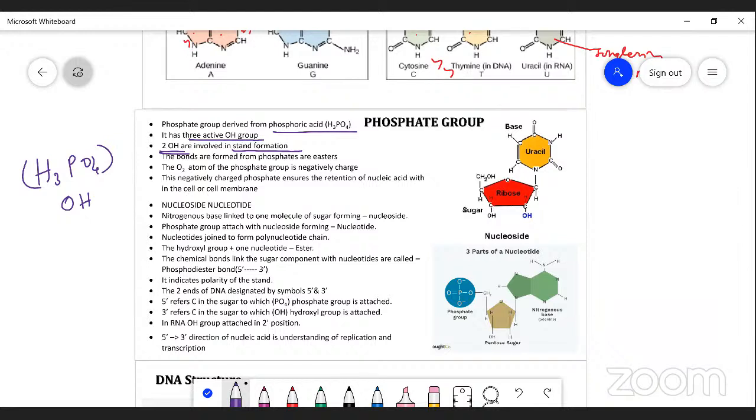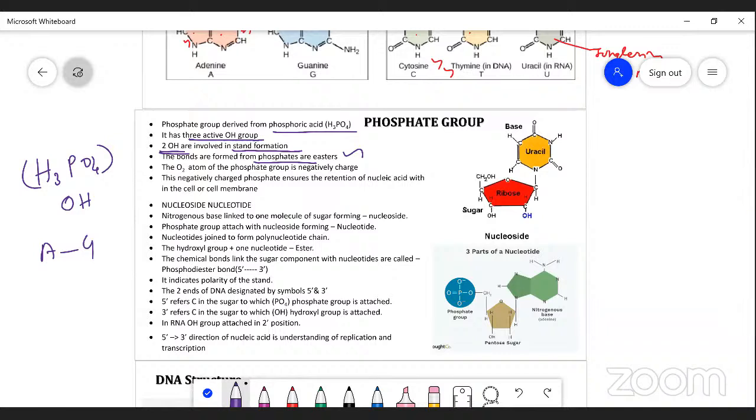The bonds are formed from phosphates. See, for example, adenine, guanine are connected by one. So these bonds are formed with the help of the phosphate. That is called the esters. 2 more questions. What is ester? The bonds formed from the phosphate are known as the esters.